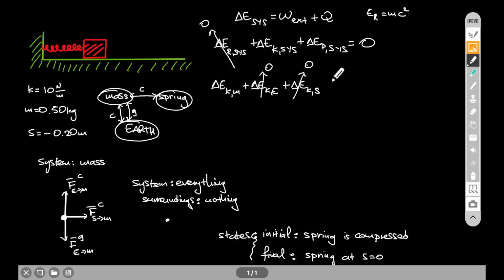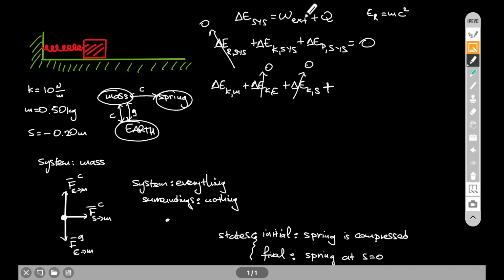Now, for potential energy, we know that potential energy is about interactions, and in particular, conservative interactions. Non-conservative interactions like friction do not have any defined potential energy.